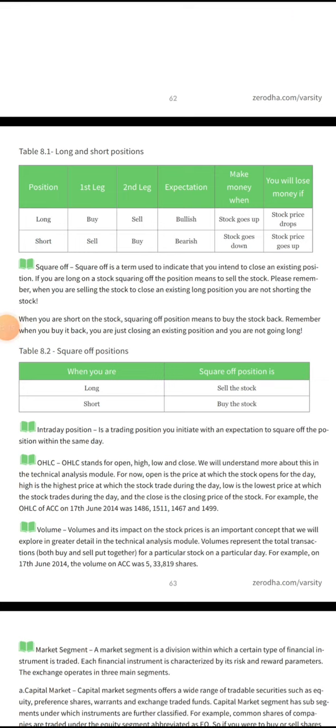OHLC stands for open, high, low and close. We will understand more about this in the technical analysis module. For now, open is the price at which the stock opens for the day. High is the highest price at which the stock trades during the day, low is the lowest price at which the stock trades during the day, and close is the closing price of the stock. For example, the OHLC of ACC on 17th June 2014 was 1486, 1511, 1467, and 1499.